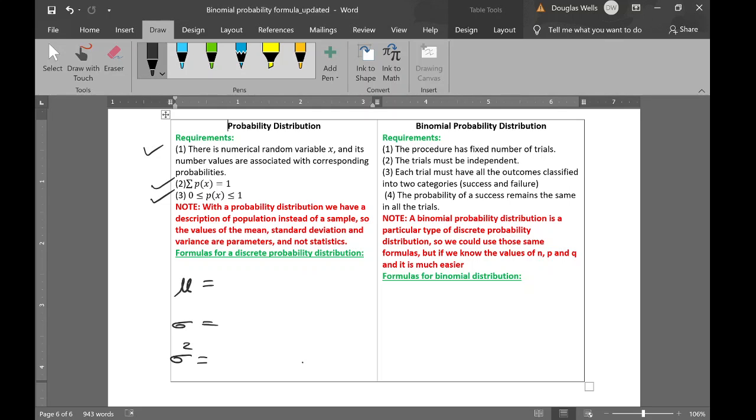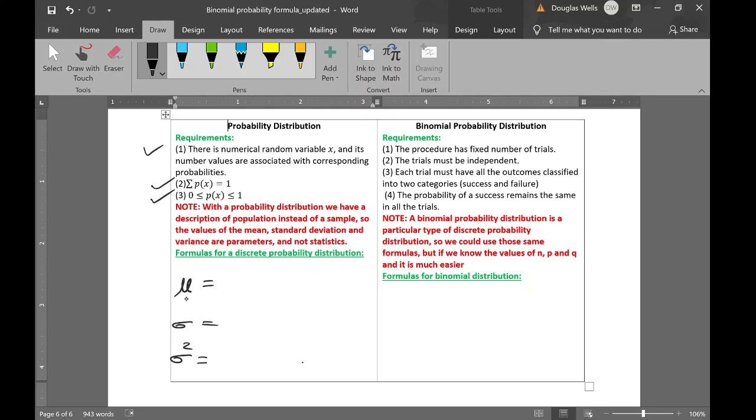Now let's remember what parameter and statistic were. A parameter is a numerical measurement describing some characteristic of a population, and a statistic is a numerical measurement describing some characteristic of a sample, from our chapter 1.